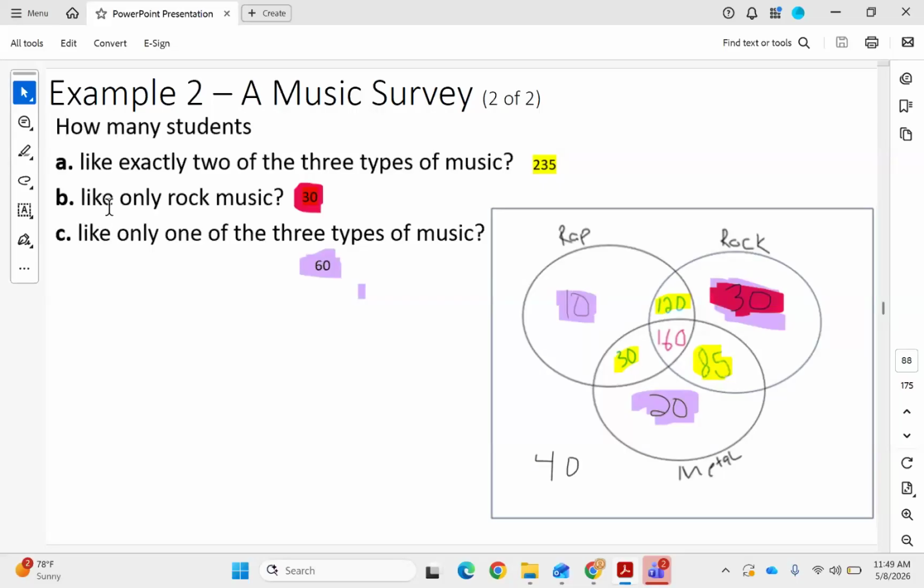And last, how many students like only one of the three types of music? Well, now I would need to add the purple ones, which is 10, 30, and 20, because these are the areas that represent only rap, only rock, and only heavy metal, and the sum is 60. So by doing a Venn diagram, we were able to organize all of this information and find the answer.